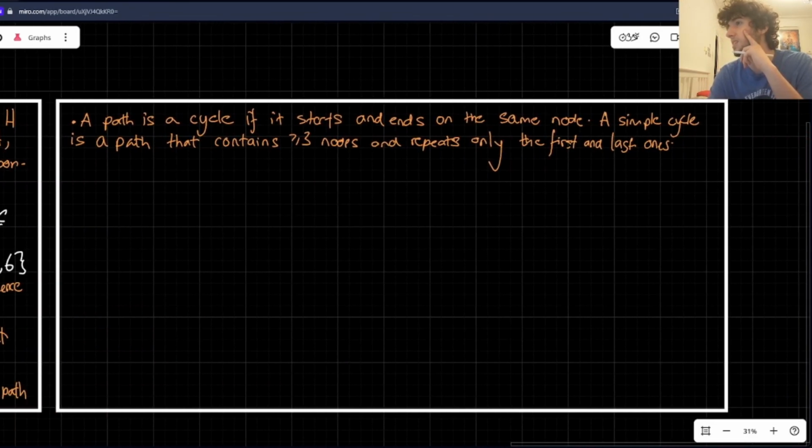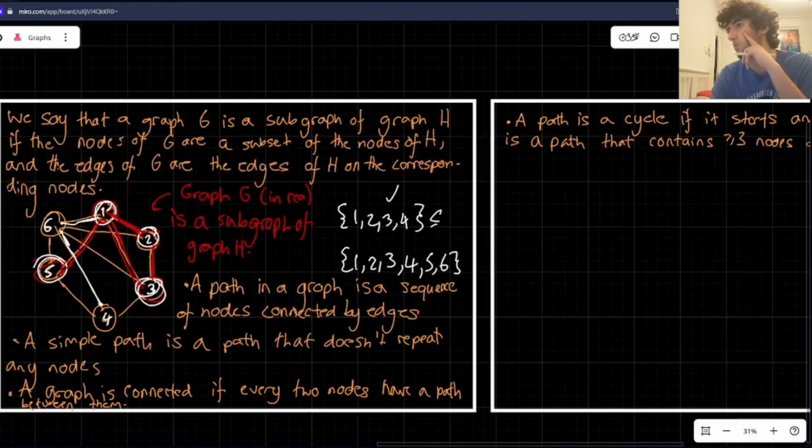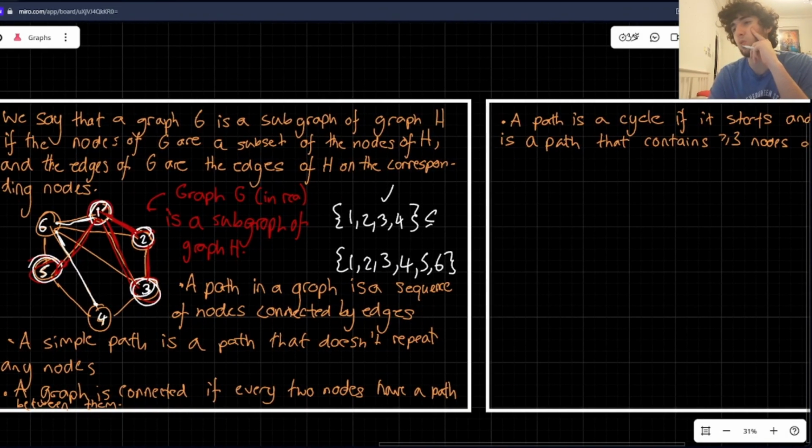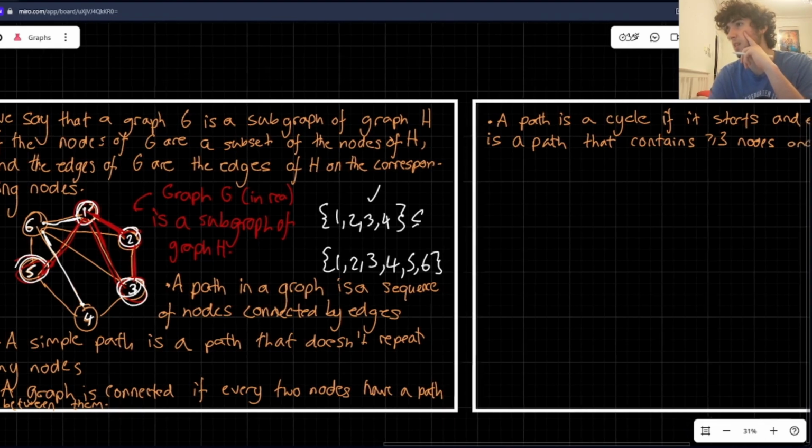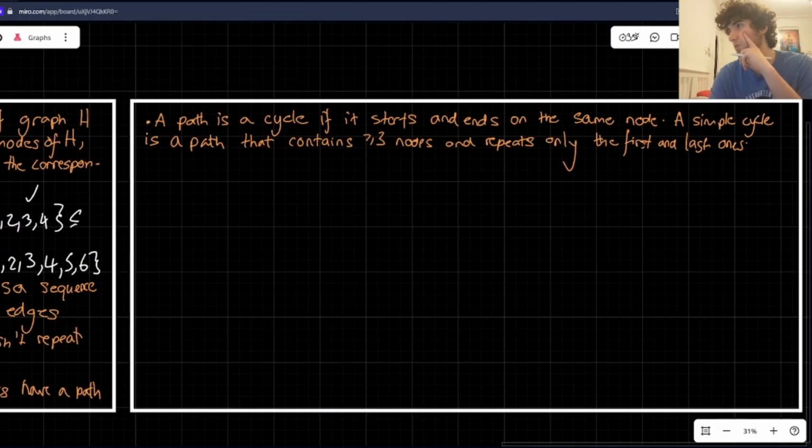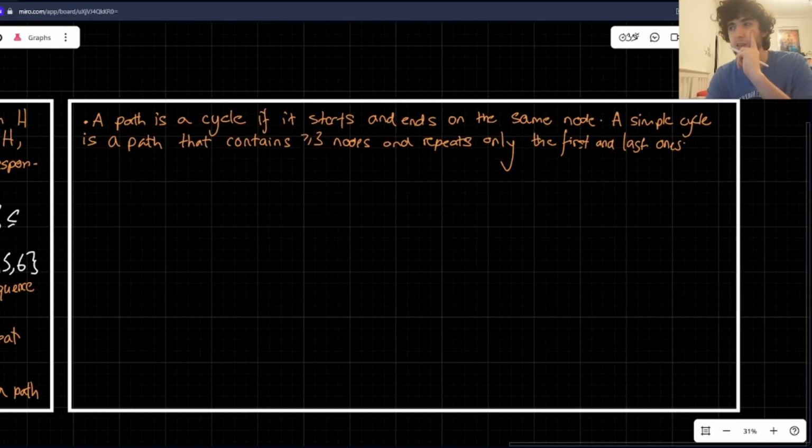But it wouldn't be a simple cycle, even though it has greater than or equal to 3 nodes involved. It's a path that has greater than or equal to 3 nodes. It repeats 2, so it's not a simple cycle. But for example, 1 to 3, 3 to 2, 2 to 1, that is a simple cycle because only 1 is repeated twice, and there's 3 nodes, so that's greater than or equal to 3. So that's a simple cycle. Okay, so that's just definition again for you.